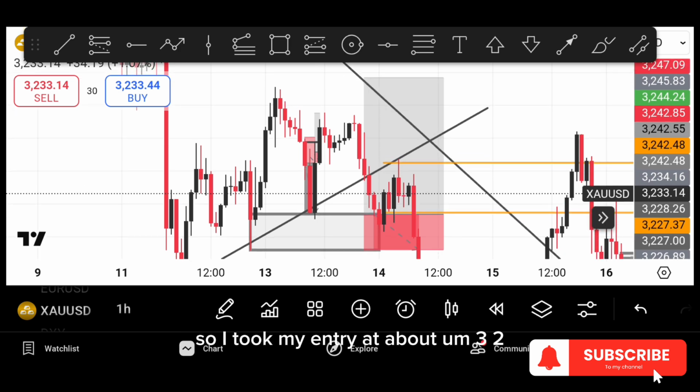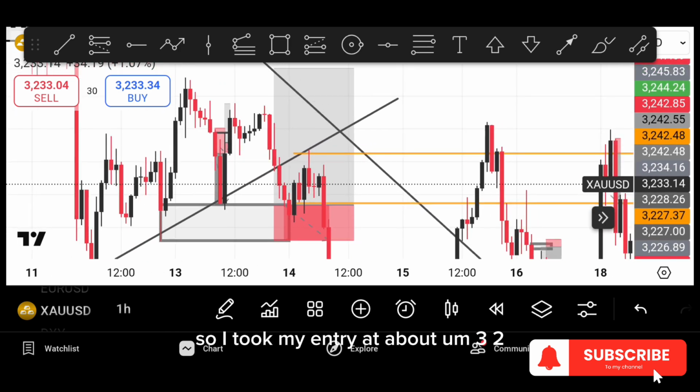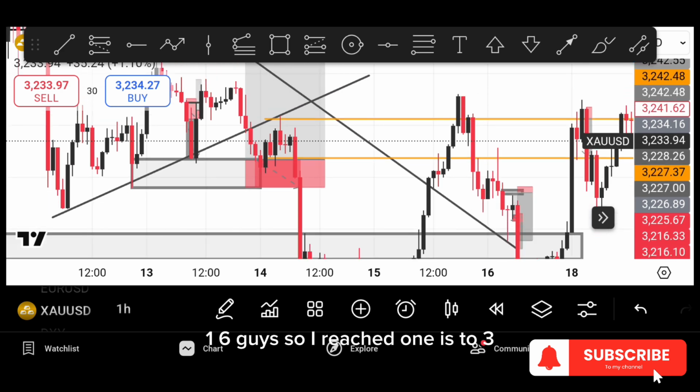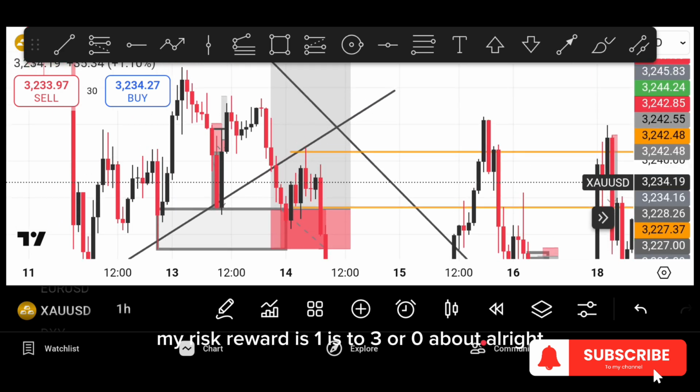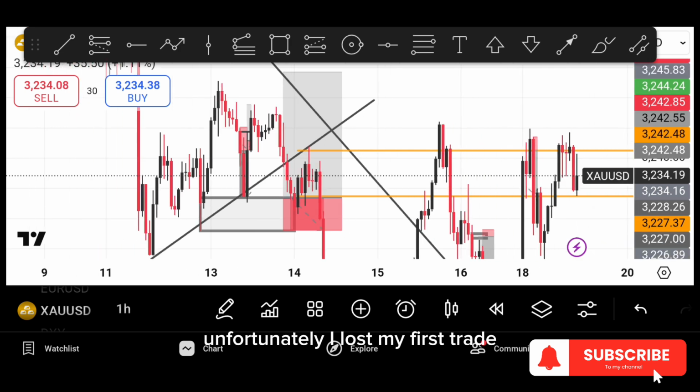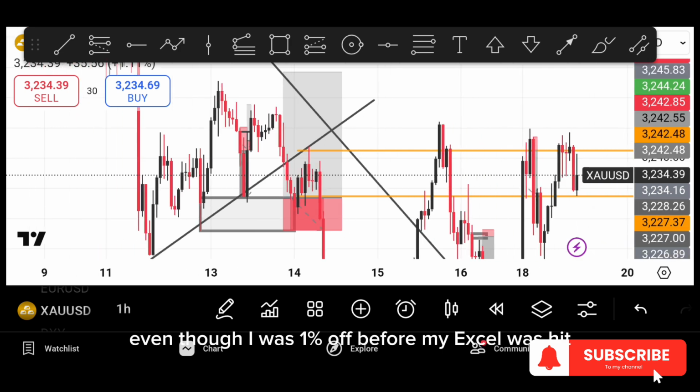Right, so I took my entry at about 3226 and my stop loss was 3216, guys. So I had a risk to reward of one to two or thereabout. Alright. Unfortunately, I lost my first trade, losing 1%, even though I was 1% up before my stop loss was hit.